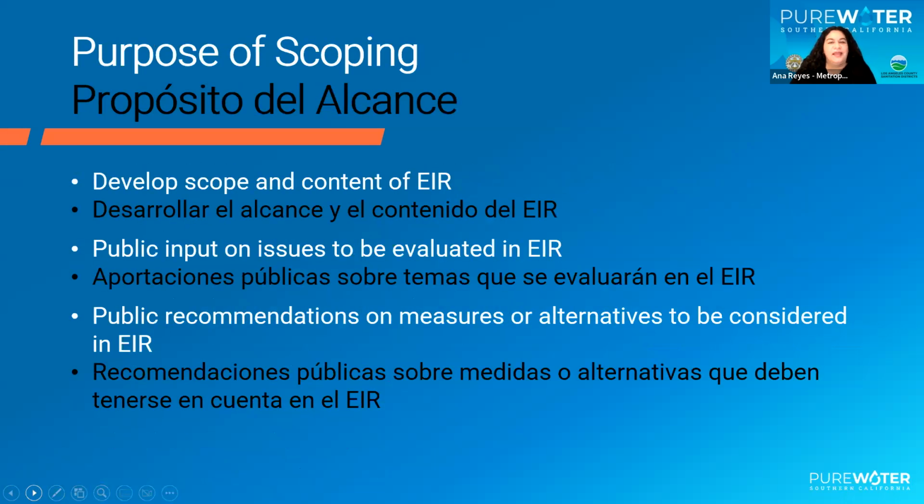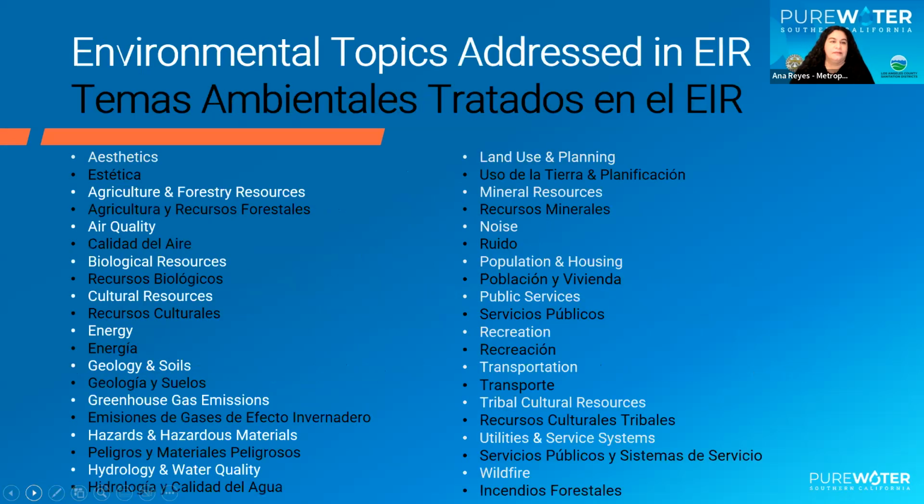Next slide. During the scoping phase, the scope and content of the EIR are developed. It provides an opportunity for the public to provide input on the environmental issues they'd like to see evaluated in the EIR, especially with regard to local or community issues in which they have more experience or firsthand knowledge. During this phase, the public can also recommend measures or alternatives to reduce environmental impacts and to be considered in the EIR. A variety of environmental topics will be addressed in the EIR. These include biological and cultural resources, air quality and greenhouse gas emissions, transportation and noise, and the other topics shown on the slide. Next slide.